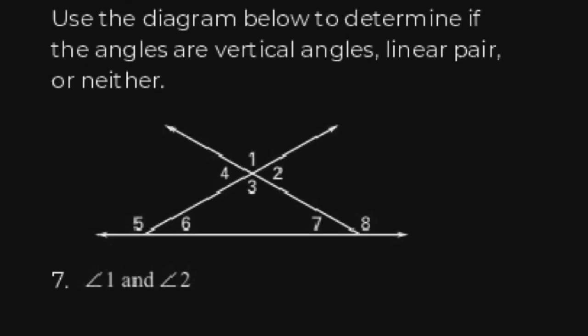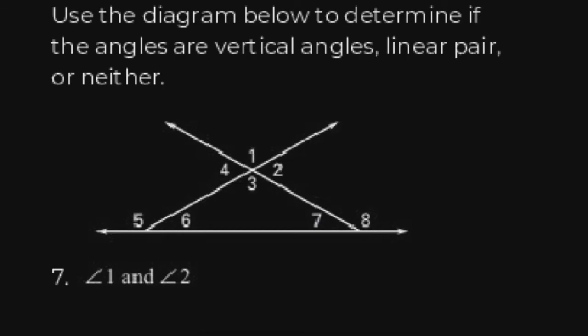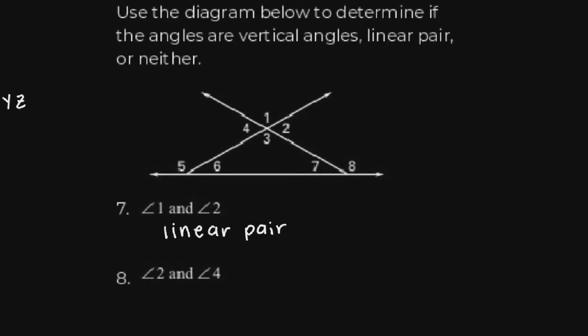So next we have use the diagram to determine if the angles are vertical angles, linear pair, or neither. So angle 1 and 2 are right here, and those two make a line, which is this here. So that means this is a linear pair. Next we have angle 2 and 4, and these are called vertical angles because they're like across from each other when two lines intersect.